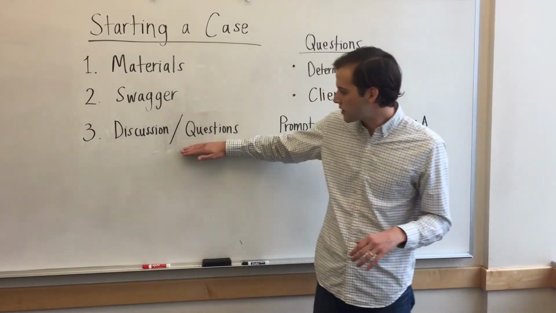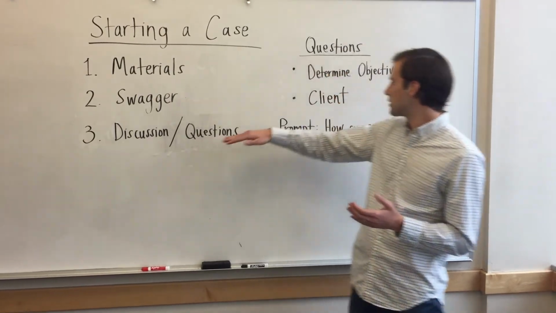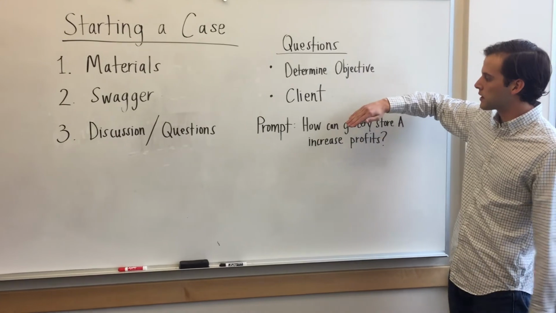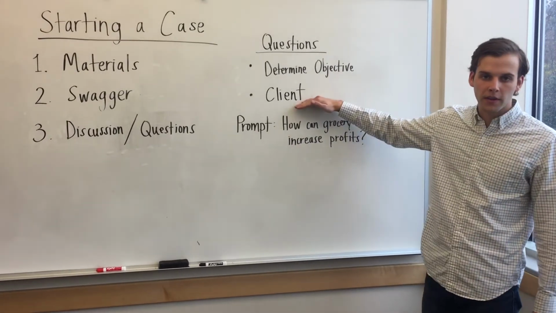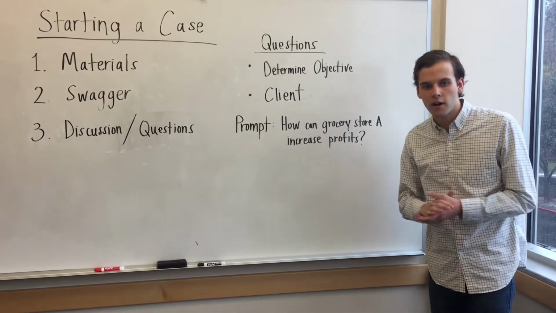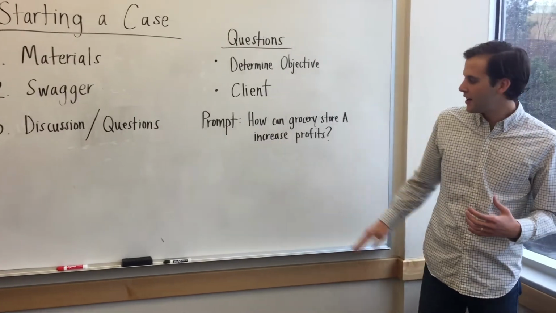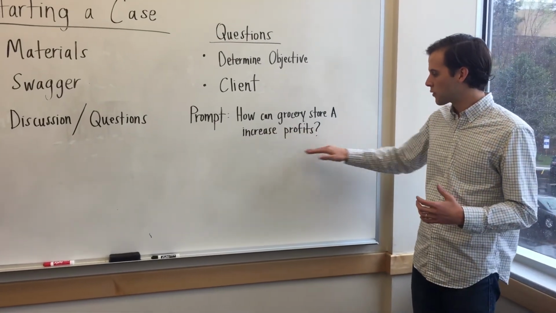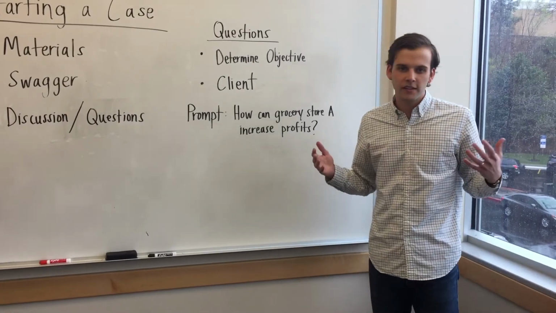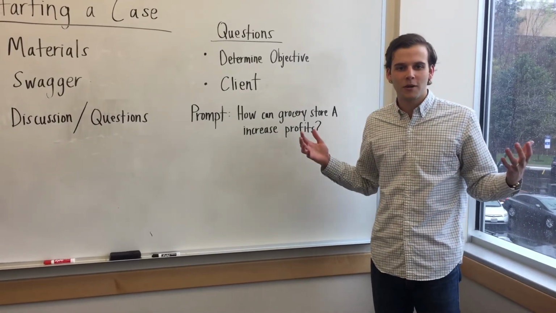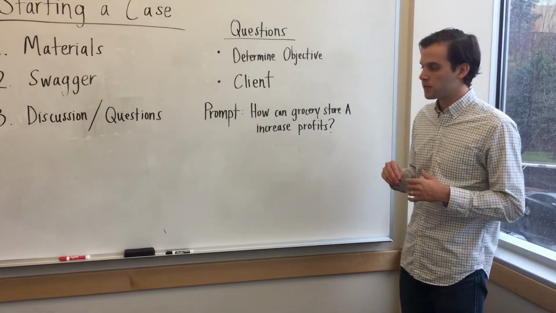And then with the questions, there are several types of clarifying questions that we can ask, but we broke it into two sections specifically. These two sections are first, determining the objective, and number two, finding out more about the client. To help us understand more about these types of questions, we give you a sample prompt. It is, how can grocery store A increase profits? So a basic prompt, you might think, that's easy. It's just, how do we increase profits for this grocery store A? But we might want to find out more about this prompt before we move forward.